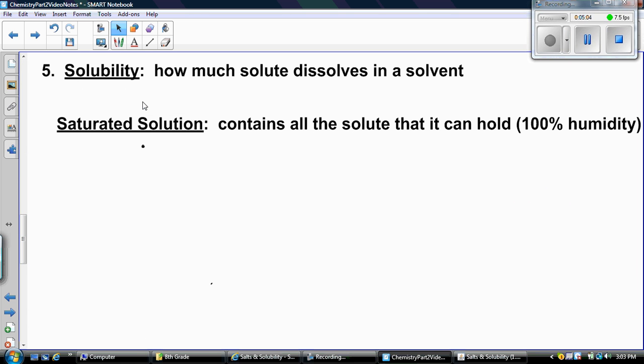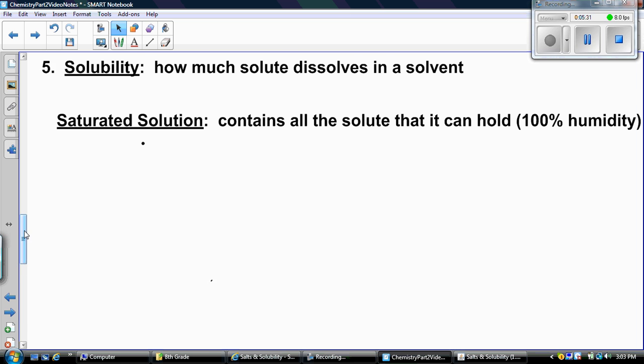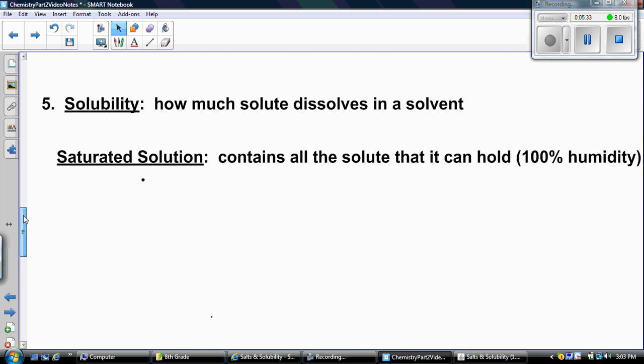Now, solubility is what determines how much solute dissolves in a solvent. So you have what's called a saturated solution. A saturated solution contains all the solute that it can hold. So that means no more will dissolve. That would be like 100% humidity. The air is containing all the water that it can hold, and that's a saturated solution. So obviously we don't have that here a lot. Okay, that's all I wanted to go over.